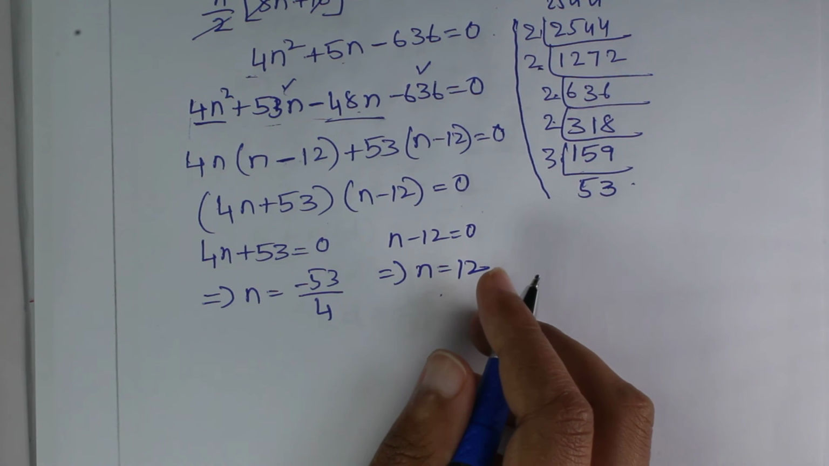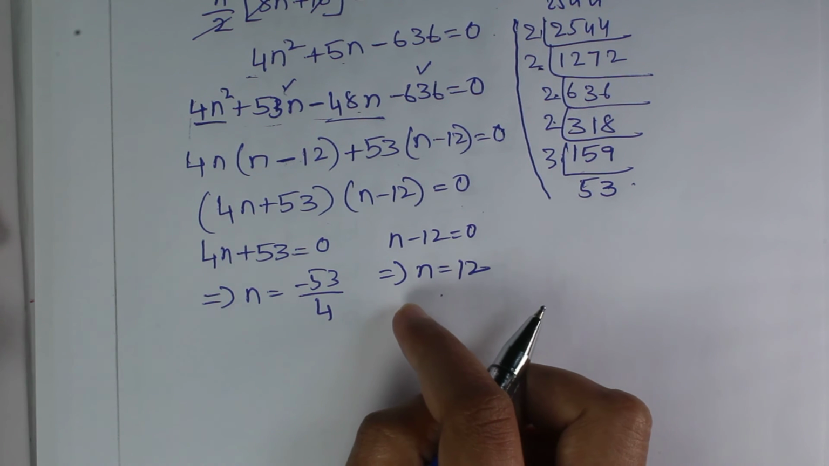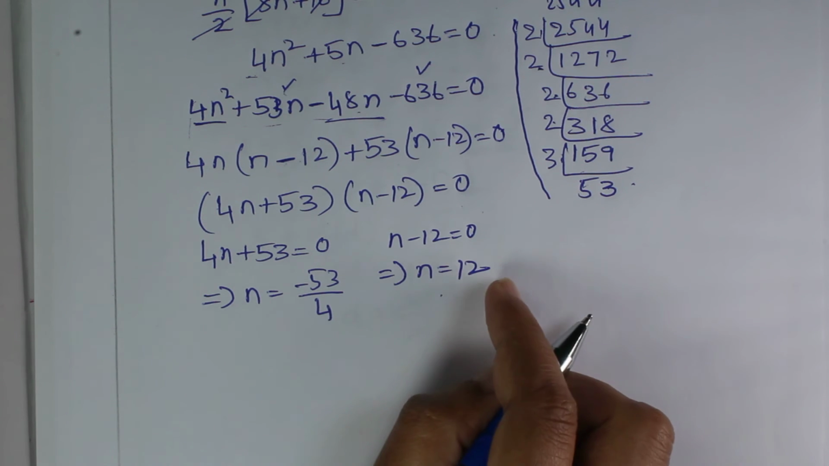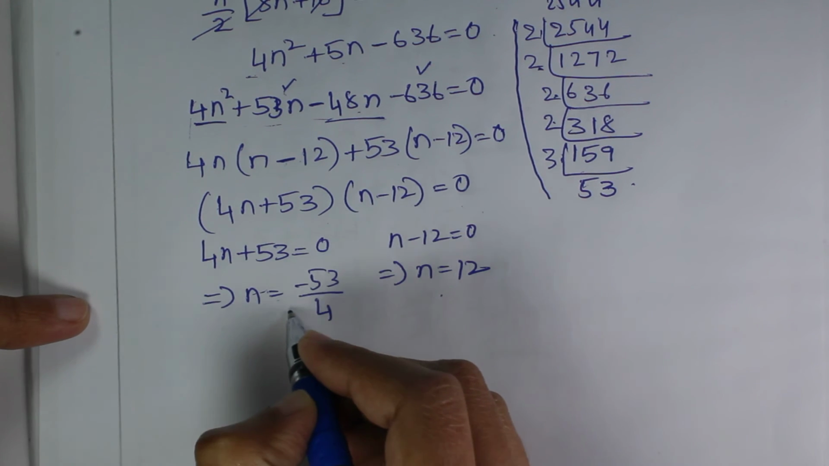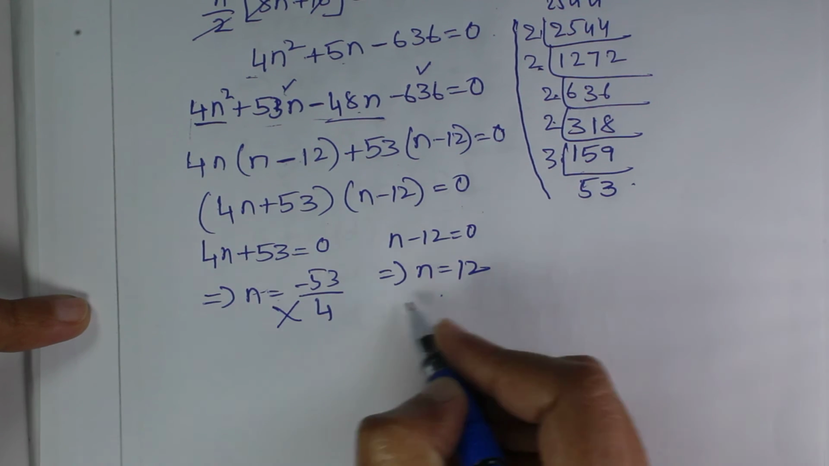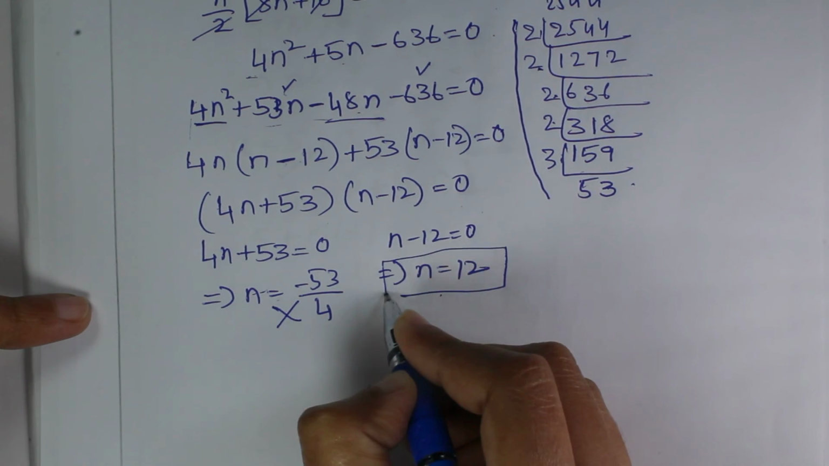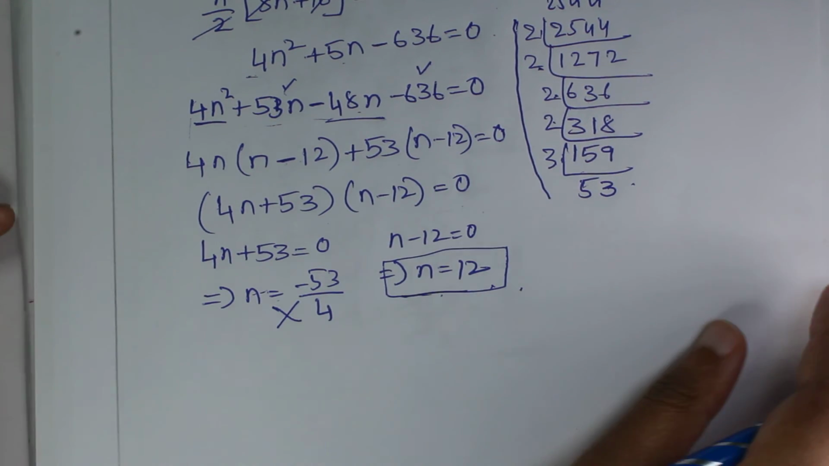But we know that n can only take a positive integer value. Why? Because n is the number of terms and it cannot be a negative fraction. So we'll rule out this answer and we'll consider only this answer, n is equal to 12. That is the solution for this problem.